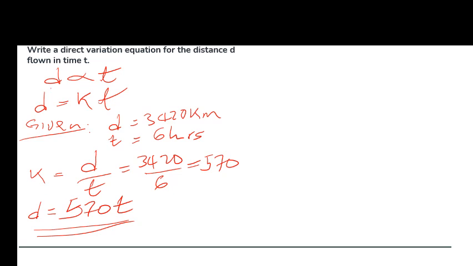Now in the second part, they're saying, using the above problem, estimate how many hours it will take for an airplane to fly 6,500 kilometers. At first it was 3,420 kilometers.